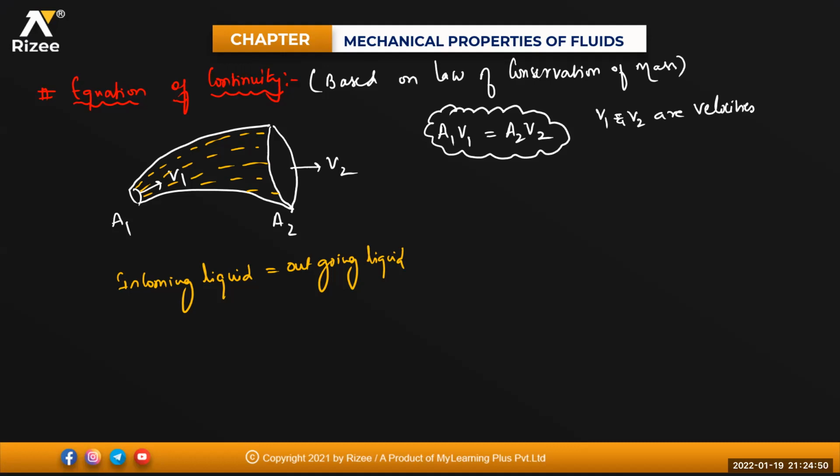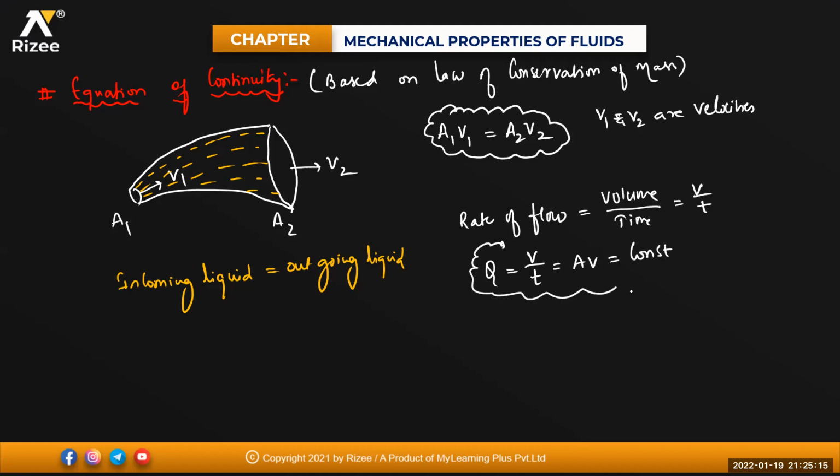Clear? So rate is nothing but what, beta? Rate of flow. Anything divided by time is known as rate. That means volume divided by time is known as rate, that is V by T. So rate is represented by Q. Q is equal to V by T, that is nothing but A into V, which is nothing but constant. So the rate of flow of a liquid in this container always remains constant. That is AV is equal to constant. Clear for everyone? Any doubt in this one to anyone?